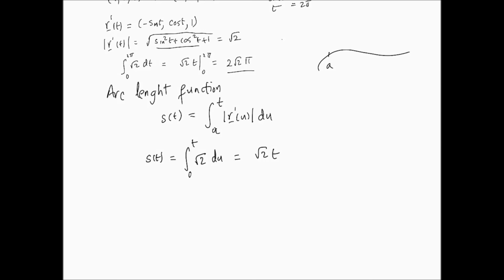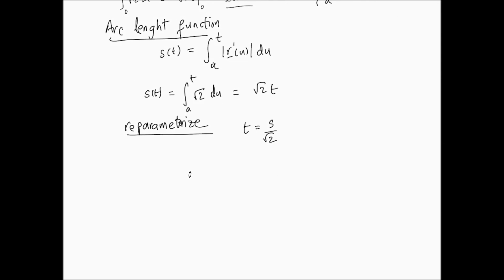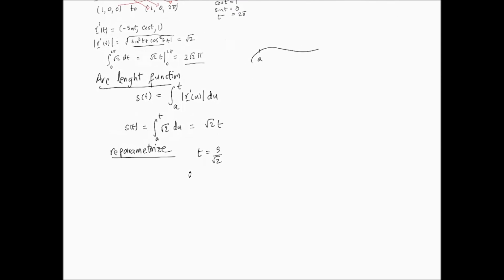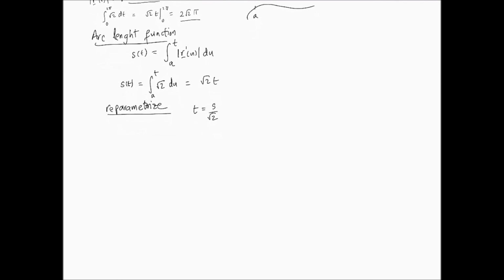The other advantage of this arc length function is that it can help us to reparametrize, for instance, using the parametrization t is s over √2. Now, using this parametrization, our original function r of t becomes a function of s. And we do this as follows. Let me just show you.